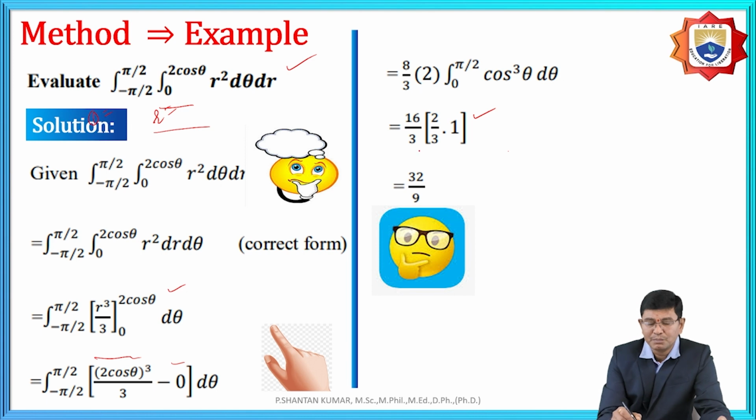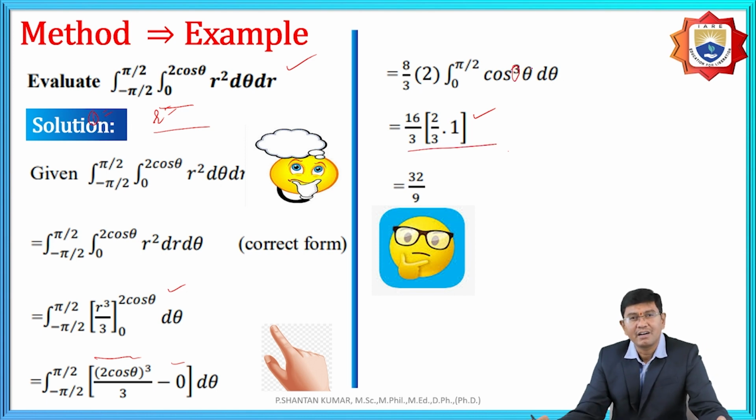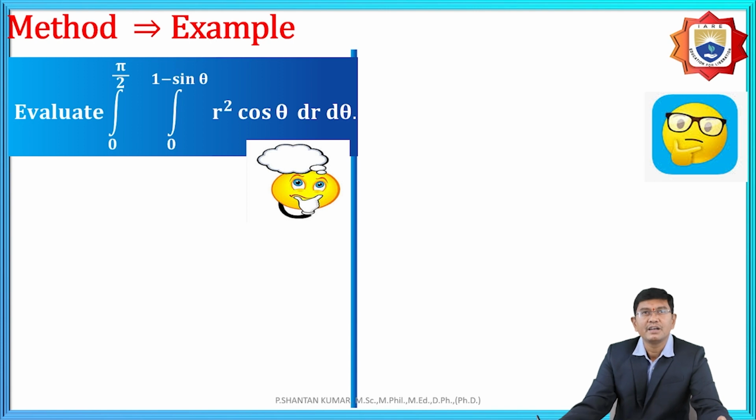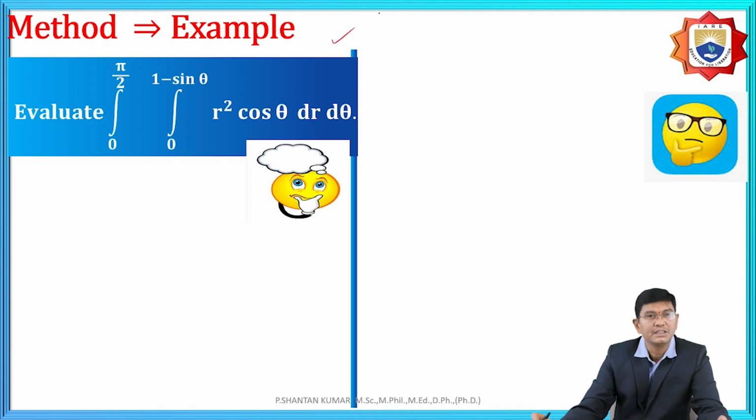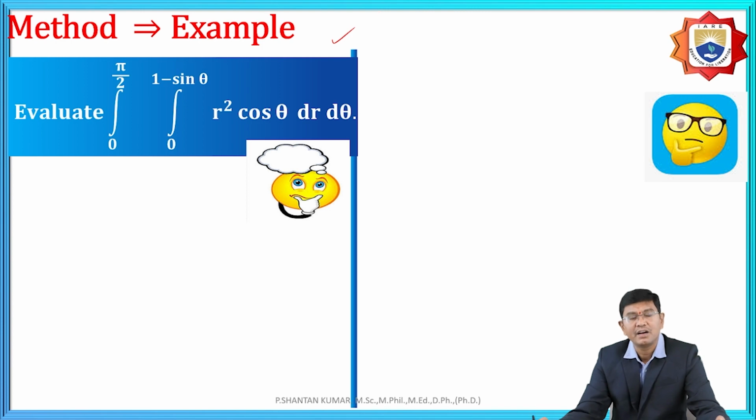In this problem, we need to apply the property based on whether m is even or odd, and the solution is 2 by 3 into 1. Now, for another example, the problem is the integration from 0 to π/2, with r from 0 to 1 minus sin θ, of r square into cos θ dr dθ.